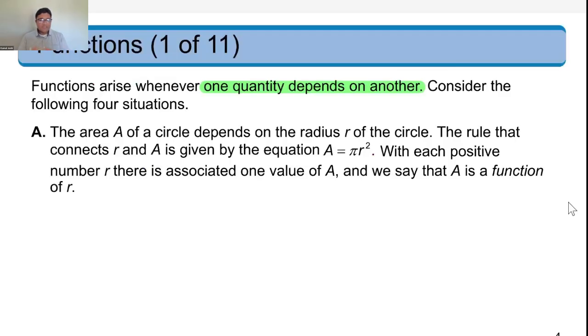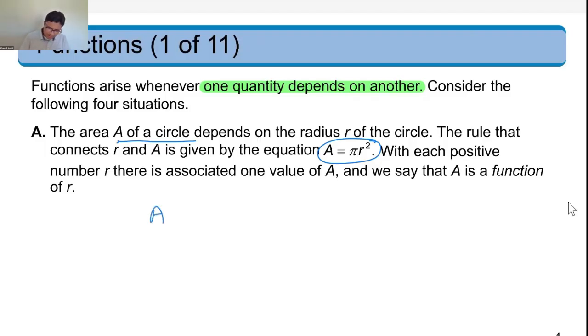When and how do functions arise in the real world, in nature? Whenever there are two quantities and one depends on the other, right? And here are going to be some examples. You know the area of the circle formula, pi r squared, right? Now if you know the radius, then you can compute the area based on the radius. So we say the area depends on the radius, right? So area is now a function of the radius.